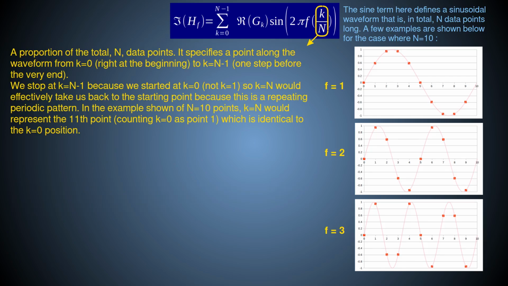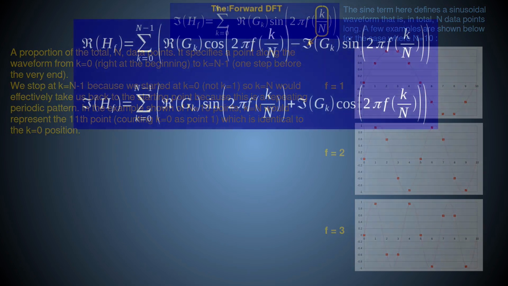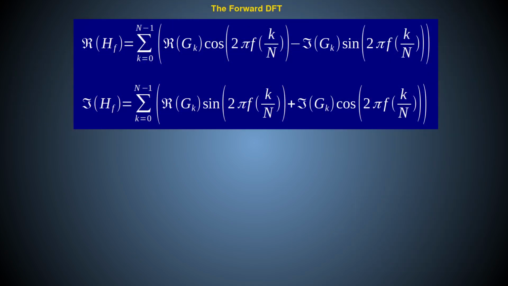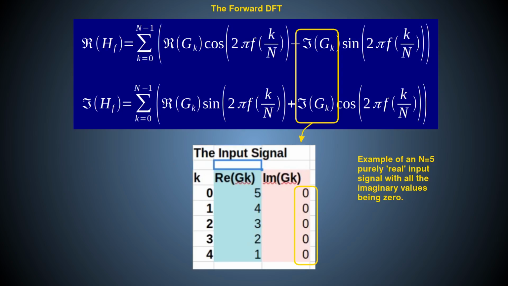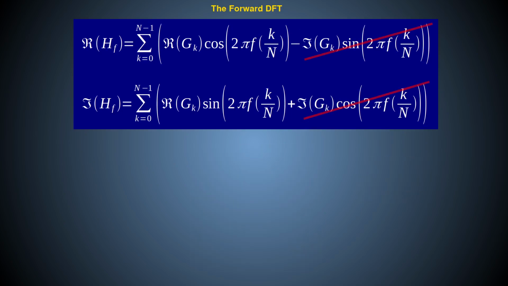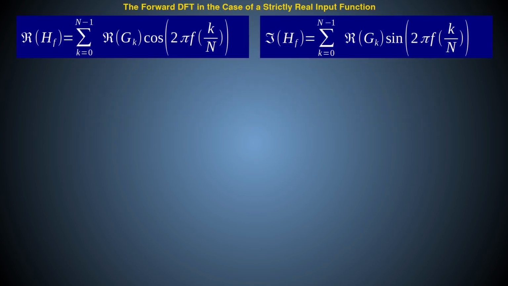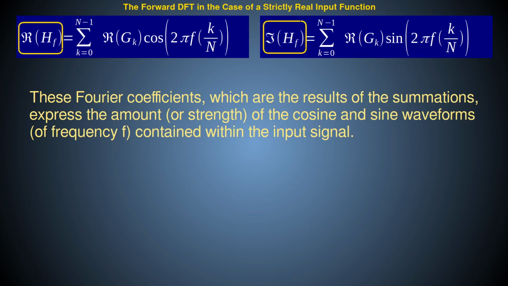So, now you understand how the DFT formulae represent sines and cosines, let's return to the full forward DFT formulae. Before I explain this in more detail, note that in the special case where all the imaginary components of an input signal are 0, so the input function is strictly real, the forward DFT formulae can be simplified to just this. Now, the value of the Fourier coefficients represent the strength and phase of any particular harmonic waveform in the signal. I'll explain how they capture the phase information in another video.